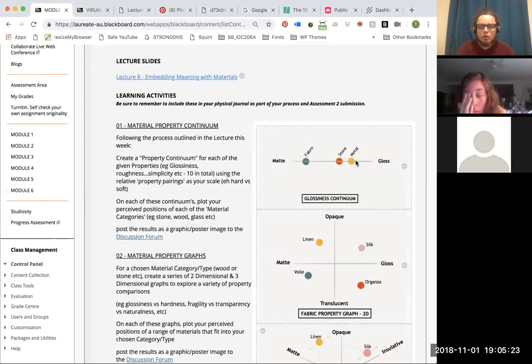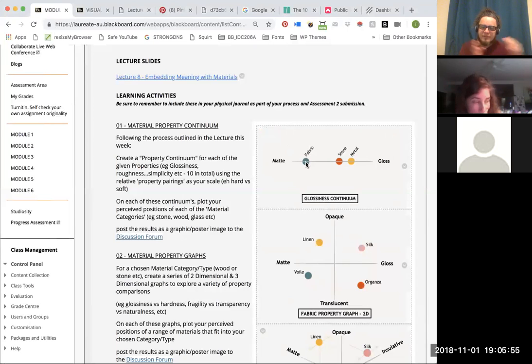You might find in certain continuums a lot of them will all be bunched down one end. A lot of the materials have a similar sort of thing like that. But these single individual graphs are about you trying to figure out, say we were picking on fabric, we look at matte versus gloss, and fabric generally falls closer, in most cases, towards the matte end of things. But if we think about some of the other pairings, like rough versus smooth, or hot versus cold, you can see where all the different materials will fall on that.